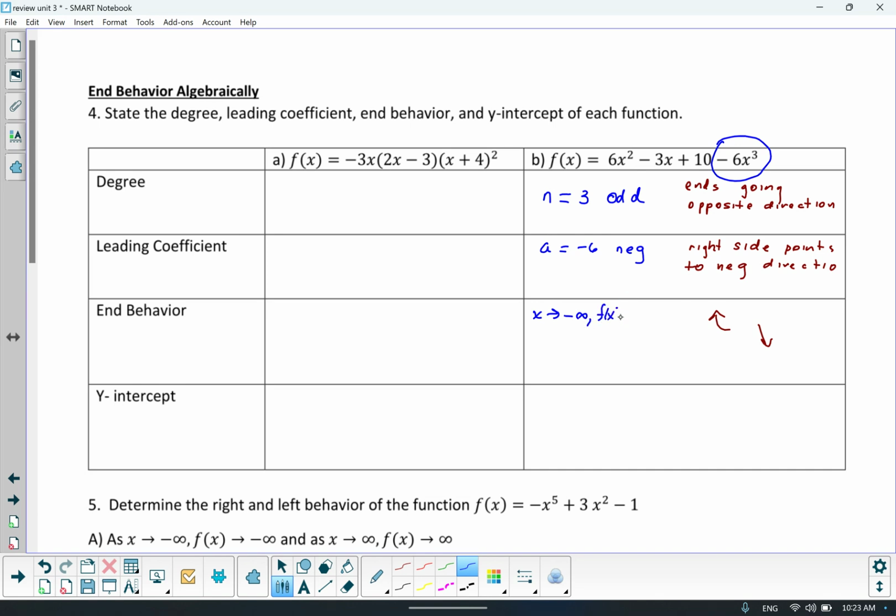your f of x, is going to point upwards, up to infinity. As x goes towards the right, x approaches infinity, your right side is going to point down to -infinity. Okay, so that's the end behavior. And finally, to get the y-intercept, you're going to substitute 0 in for x.